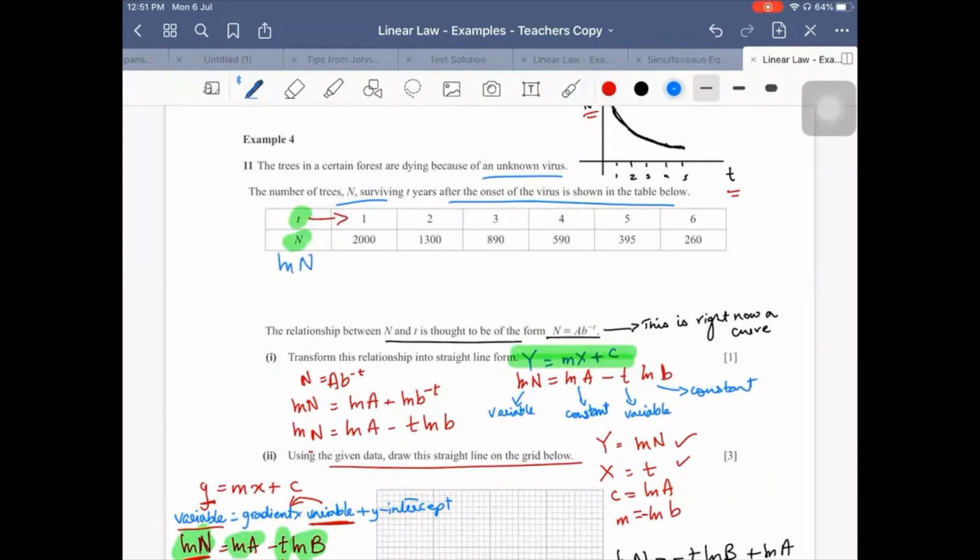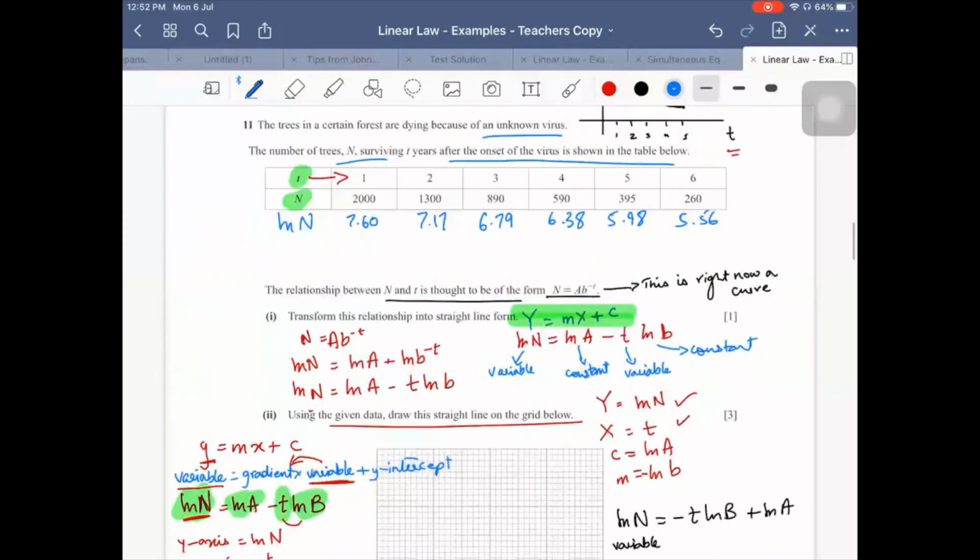ln 2000 is 7.60. ln 1300 is 7.17. ln 890 is 6.79. ln 590 is 6.38. And ln 395 is 5.98. I'm rounding to two decimal places. That's generally the wiser thing to do, because you can't plot many decimals, and you will have to make certain approximations as you go on. So now I know that I have to plot ln n on the y-axis and t on the x-axis.